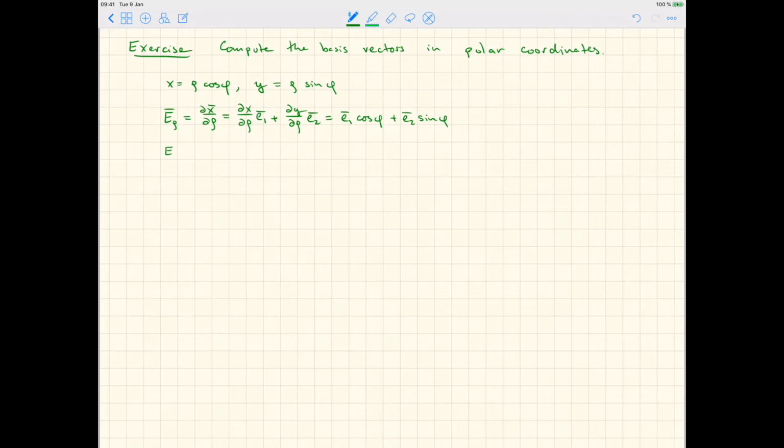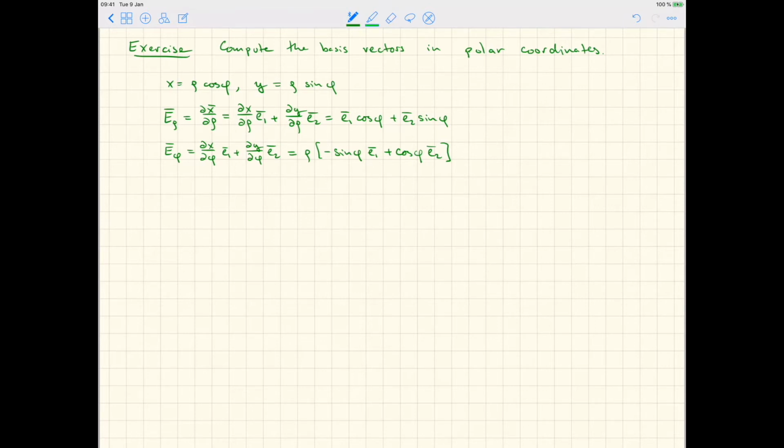Doing the same for E phi, which is then equal to dx/d phi E1 plus dy/d phi E2, we compute the partial derivatives and find rho times minus sine phi E1 plus cosine phi E2.